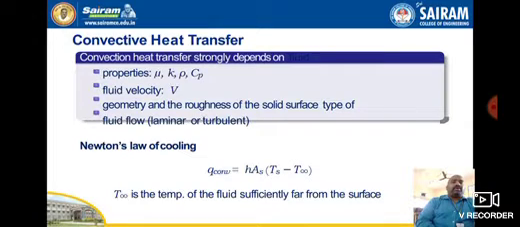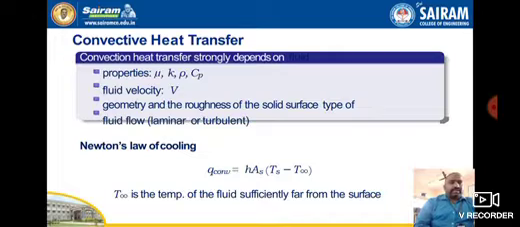Next, convective heat transfer depends on the following parameters. One is fluid properties like dynamic viscosity, thermal conductivity, density and specific heat. Then the fluid velocity V is also very important. Depending upon the geometry and roughness of the solid surface, that will also be considered for convective heat transfer, whether it is laminar flow or turbulent flow.